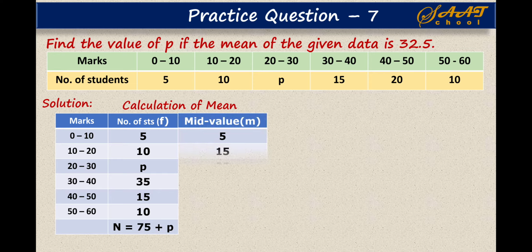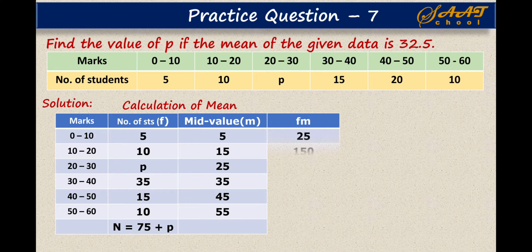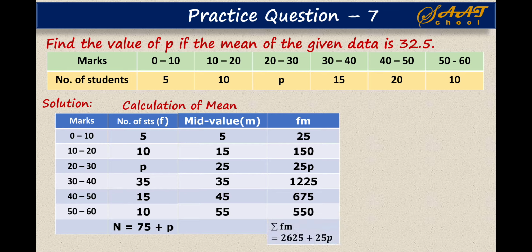Now the second step is to get the mid value of the given class intervals. Again, to find the mid value, we add the lower limit and upper limit, then divide by 2, meaning 0 plus 10 divided by 2 is 5, and so on. Finally, we need one more column, which is fm, and we multiply f and m. Here the first is 5 multiplied by 5, 25, and finally 10 multiplied by 55, which is 550. And the sum in this case is 2625 plus 25p.